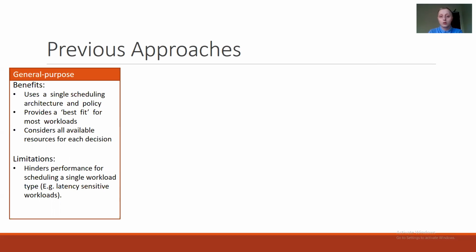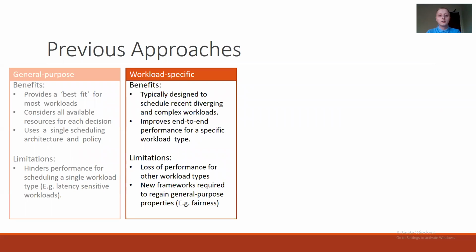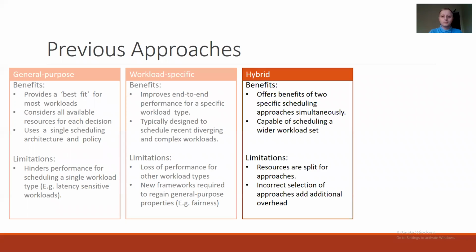The second, workload-specific approaches, are typically designed to schedule recent, diverging, and complex workloads for which a general-purpose approach is inefficient. This improves the end-to-end performance for a specific workload type, but limits the approach as there is a loss of performance for other workload types. Also, new frameworks may be required to regain lost general-purpose properties, for example, guaranteeing fairness.